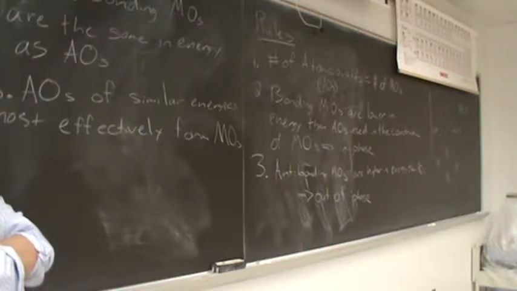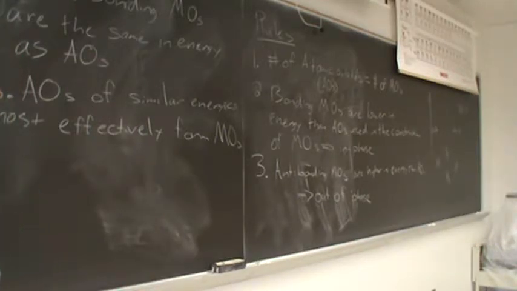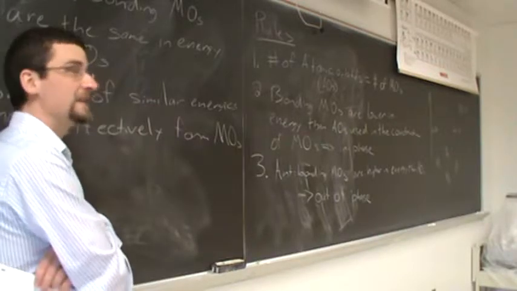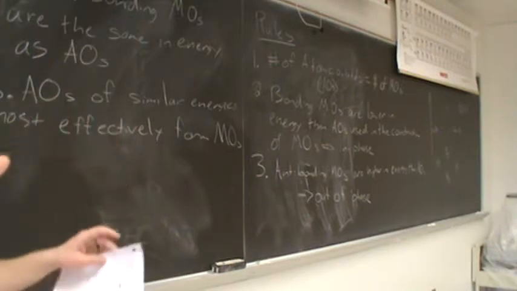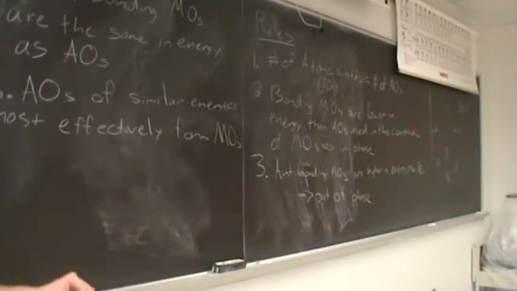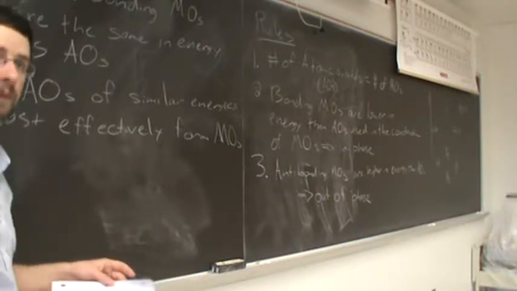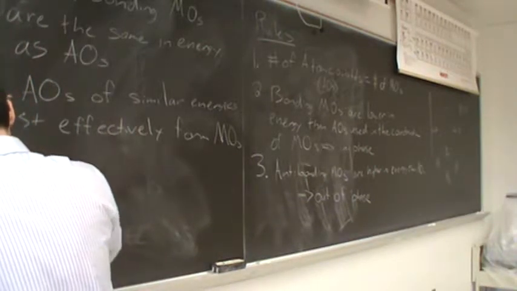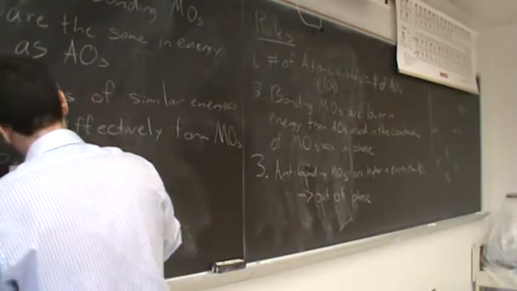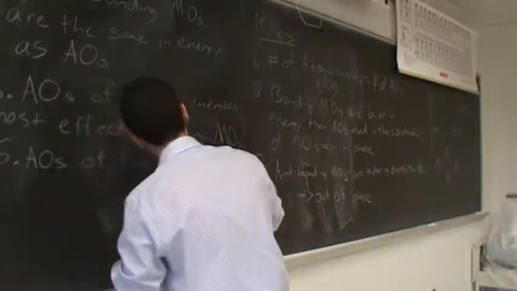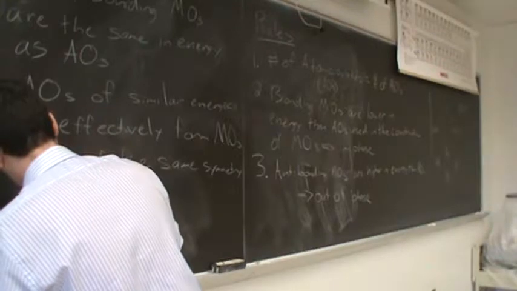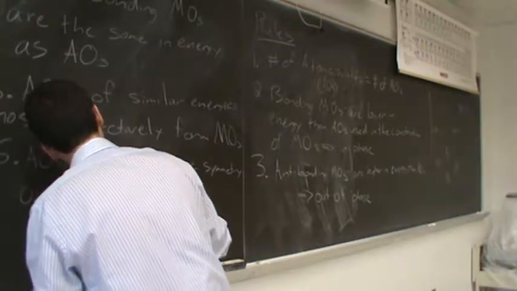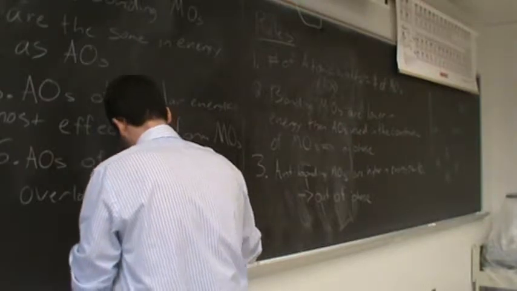Well, what did we spend the entire last chapter going on about? Symmetry. It's all about the symmetry. For orbitals to overlap, they have to have the exact same symmetry. If they don't, they're not going to overlap. So AOs of the same symmetry overlap, and you form MOs.